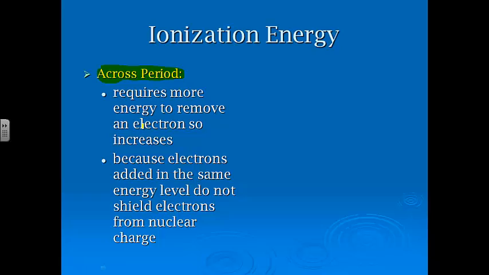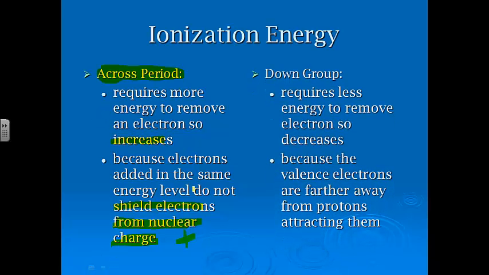energy to remove an electron, so it increases, and the reason why is because the electrons added in the same energy level do not shield electrons from what's called the nuclear charge. When we talk about the examples why, we're really talking about the interactions between the positive nucleus and the negative electrons. And so if they're added at the same level, they're not any further apart.